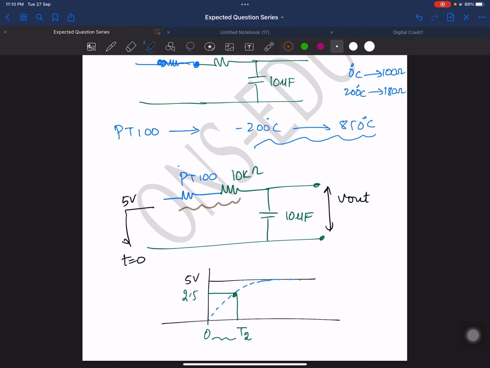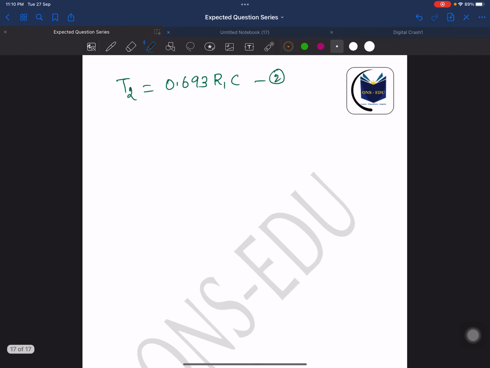So now let's say this time is T2. Now the resistance is increased, so RC time constant increases. Okay, the RC time constant increases now because you are connecting something in series. R value is increasing, RC time constant increases. So now let's call it T2. Obviously the time constant increases, so you are getting equation 2.